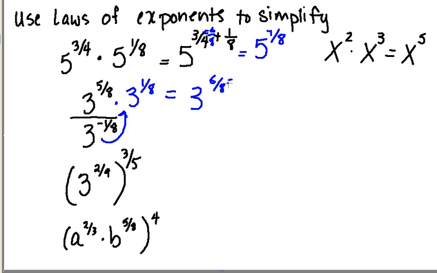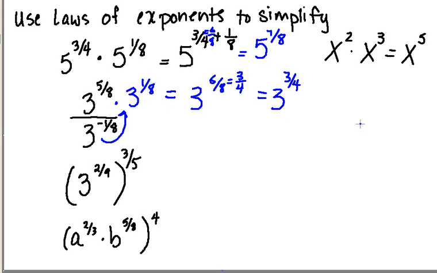But I can reduce that further by pulling out a 2 out of the numerator and the denominator, so this is 3/4. So my answer would be 3 to the 3/4 power. Again, I'm just multiplying things by like bases by adding the exponents.